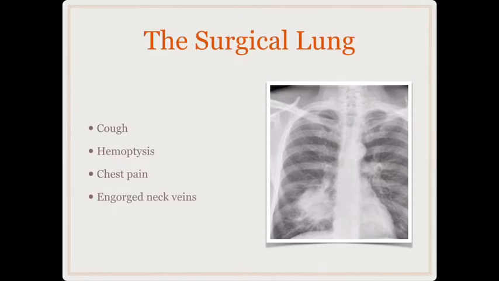In general, these are all the symptoms of a surgical lung: cough, hemoptysis, chest pain, and engorged neck veins. This engorged neck vein is because these thoracic masses can compress the superior vena cava and produce engorgement of the neck veins.